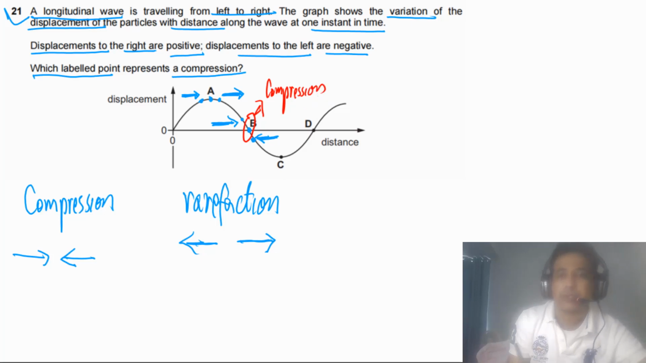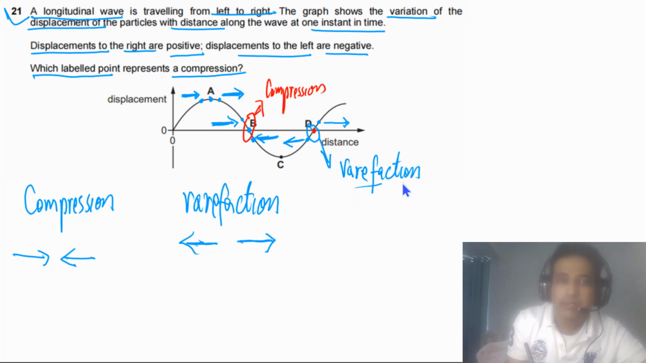Now if you look at point D, we can also try to find out whether it is compression or rarefaction. Here we have positive displacement, meaning the particle is moving to the right, and here we have negative displacement, meaning the particle is moving to the left. So it simply means that here we have rarefaction.